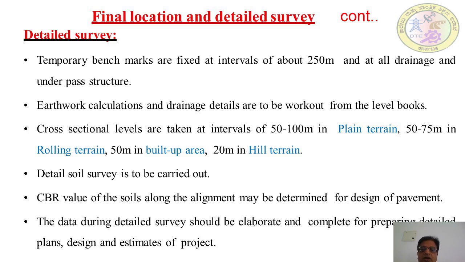CBR value of the soil along the alignment may be determined for the design of pavement. The California bearing ratio is the one which will decide your thickness of pavement. So this has to be found out. Anyway, you will not be doing the CBR test in the field. You will be collecting the soil sample from the field and testing it in the laboratory. The data during detailed survey should be elaborate and complete for preparing the detailed plan, design and estimate of the project.